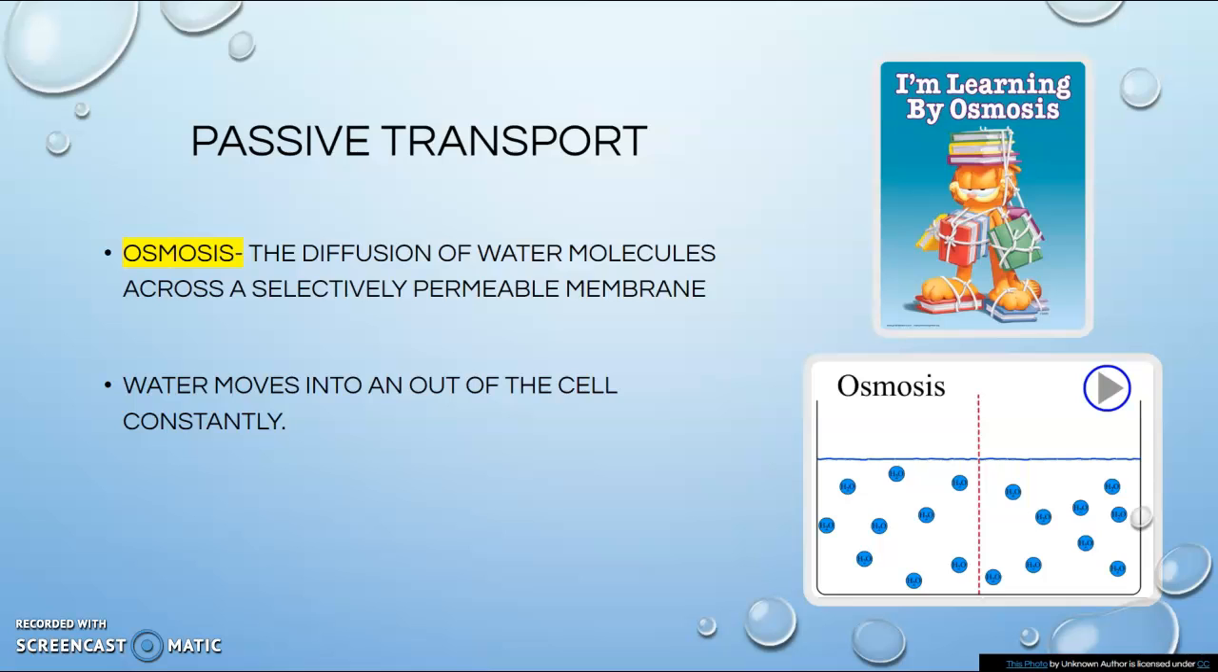If we're talking about water, water has its own special type of passive transport. It's called osmosis. And that is the diffusion of water molecules across the selectively permeable membrane. It doesn't have to be a cell membrane. A lot of the times when we purify salt water, we're using what's called reverse osmosis. So we're taking the salt out of the water.